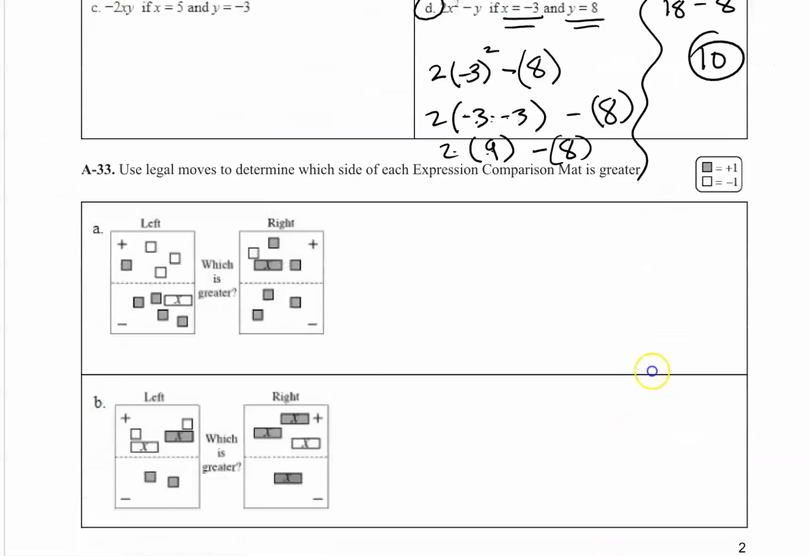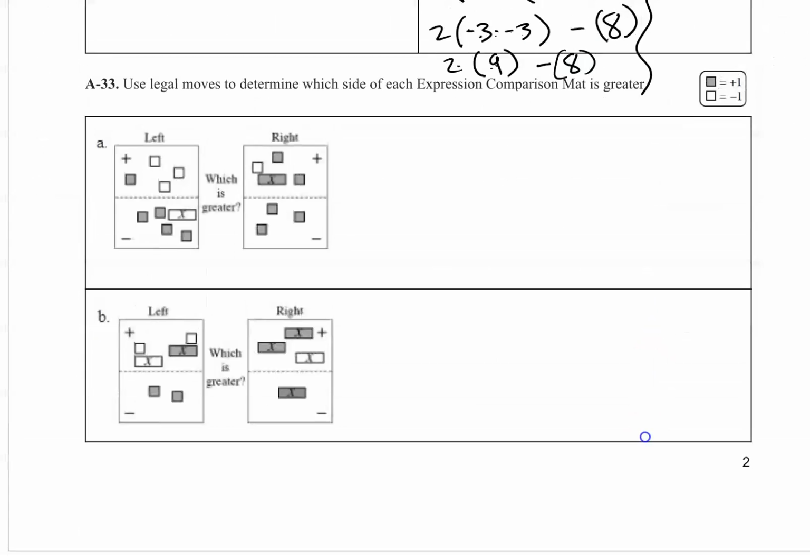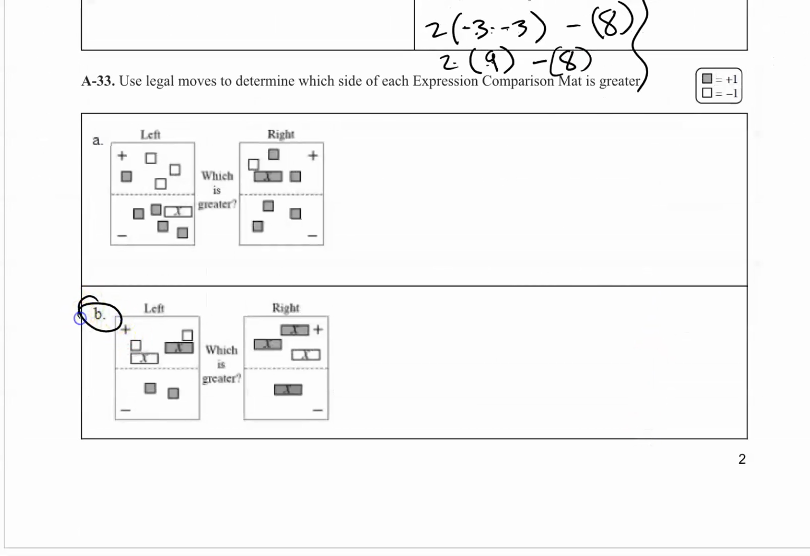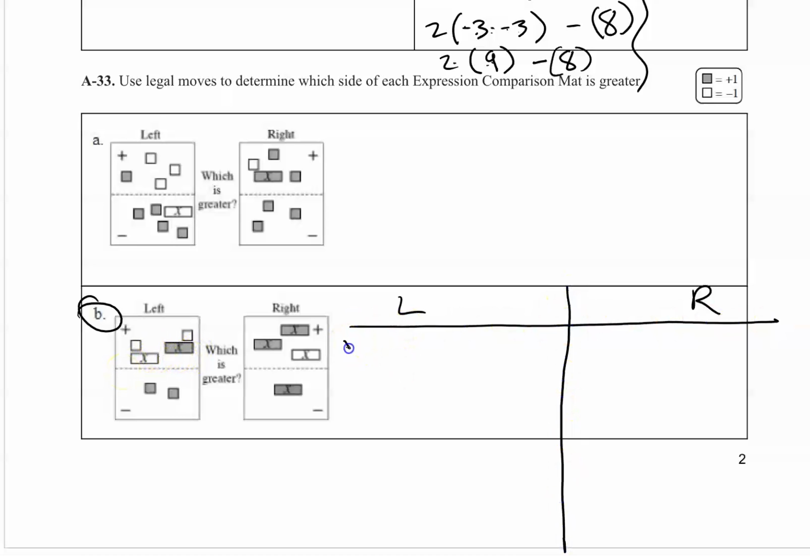Okay, 33. This one has 2 parts, so I'll do part B. Which is greater, left or right? I like making these little tables. You should too. So on the left, I'm seeing some 0 pairs, but let me write it out as it is. We have x plus negative x plus negative 2, right? Negative 2. And then in the negative region, we subtract 2 tiles.